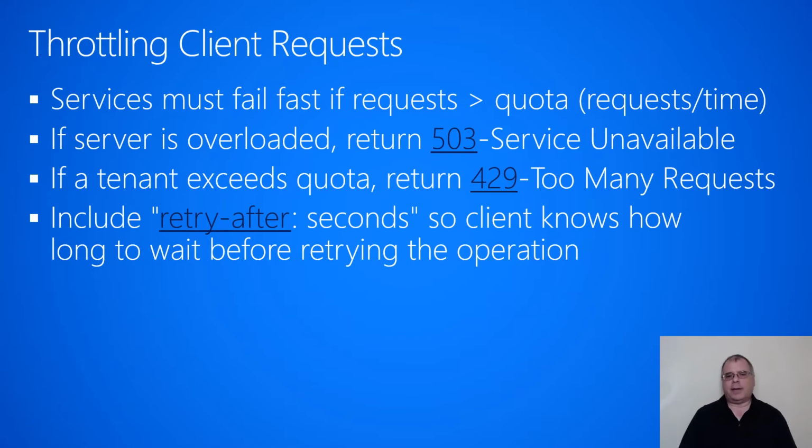This topic will talk about throttling client requests. Services must fail fast if requests are greater than some quota, where a quota represents some number of requests per unit of time. If the server is overloaded, then it should return a 503 service unavailable to the client. Most client applications will wait some period of time and then retry the operation again, usually using some kind of exponential backoff pattern. If a particular tenant exceeds their quota, then you should return a 429 too many requests.